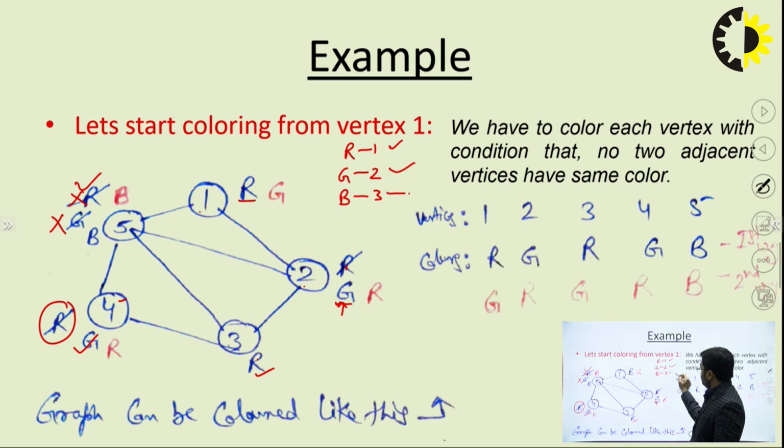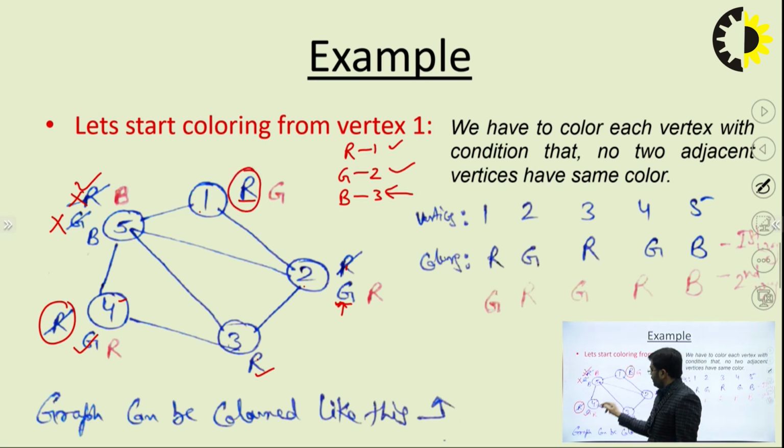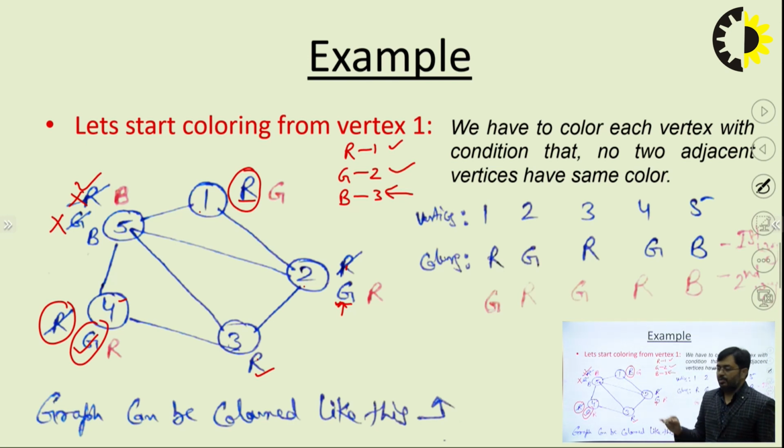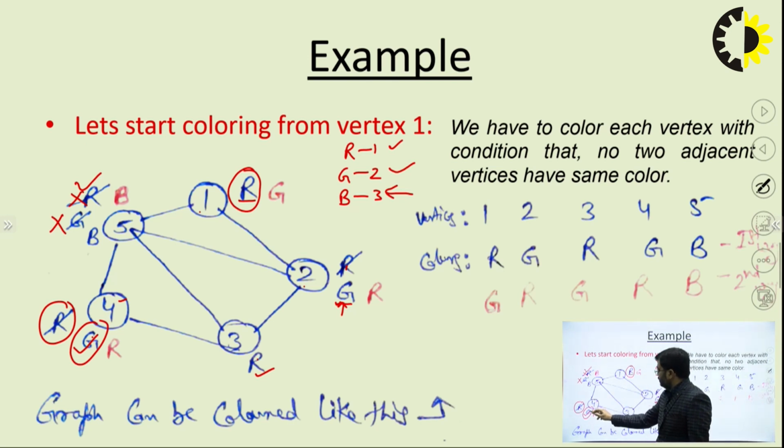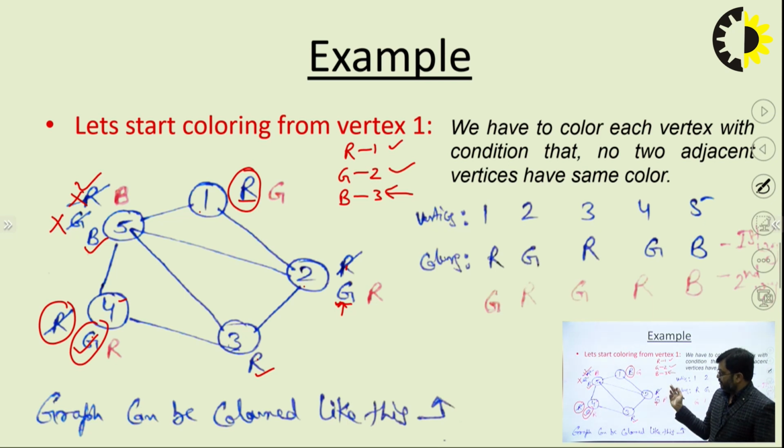Then we try the third color for vertex 5, which is blue color. If we give the color blue to vertex 5, we check the condition of the adjacent vertices 1 and 4, which are red and green. I have written it with the blue pen, which is shown here, and the condition of adjacent vertices is now satisfied.